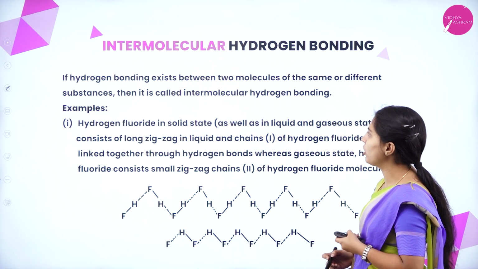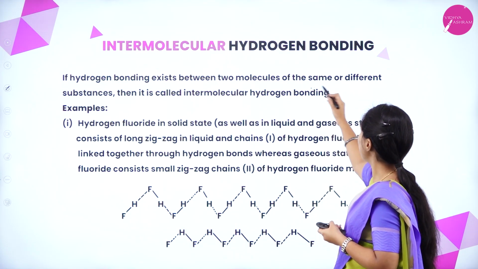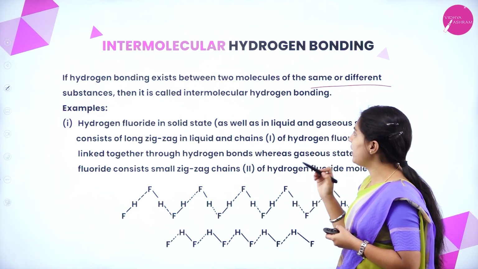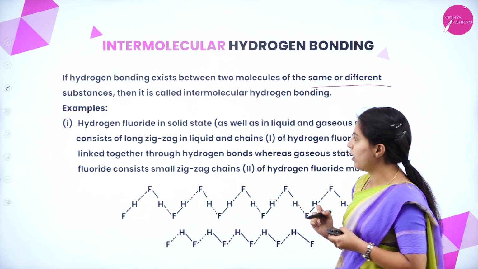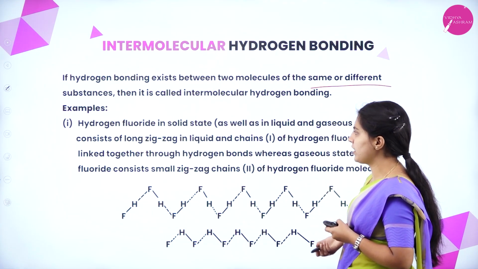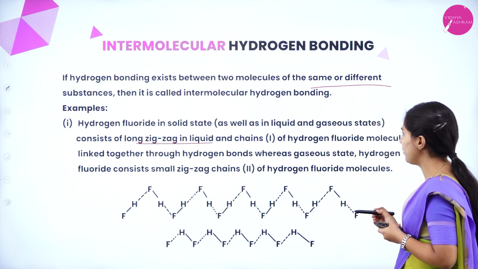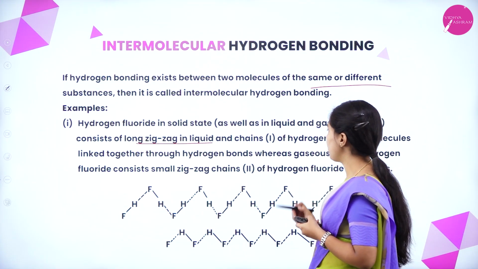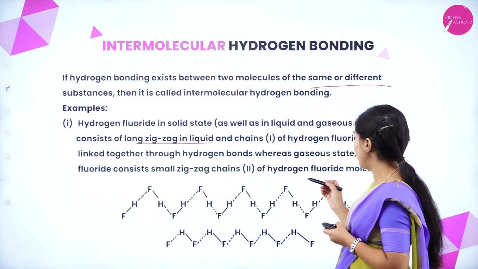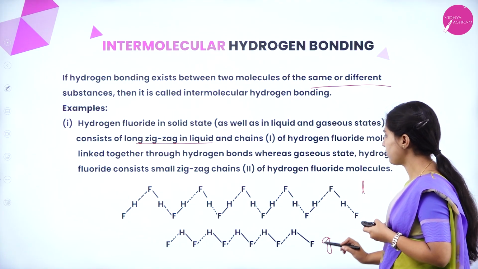First, we will see intermolecular hydrogen bonding. If hydrogen bonding exists between two molecules of the same or different substances, then it is called intermolecular hydrogen bonding. Hydrogen fluoride in the solid and liquid state consists of long zigzag chains of hydrogen fluoride molecules linked together through hydrogen bonds, whereas gaseous hydrogen fluoride consists of small zigzags of hydrogen fluoride molecules. This is in liquid, this is in gaseous.